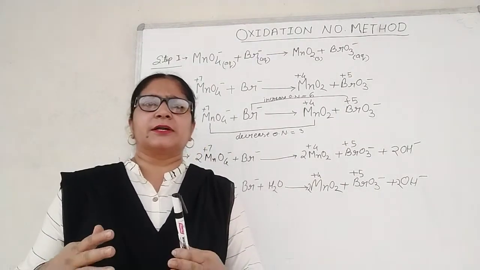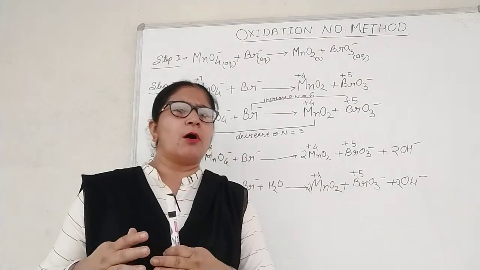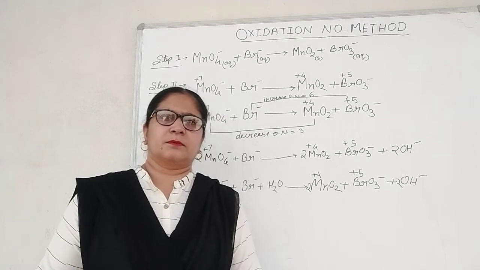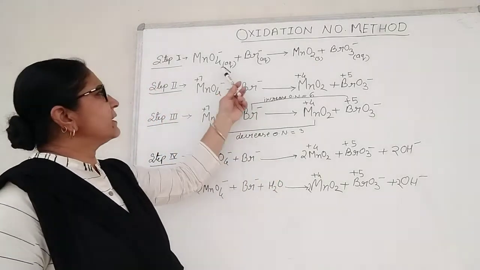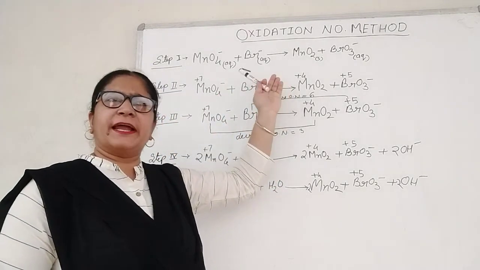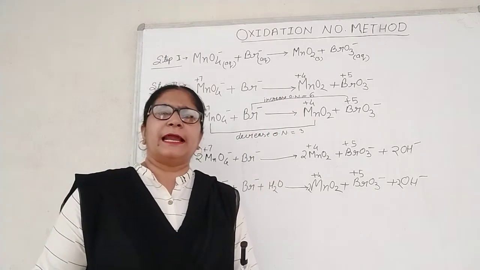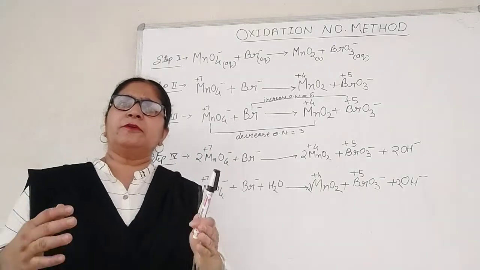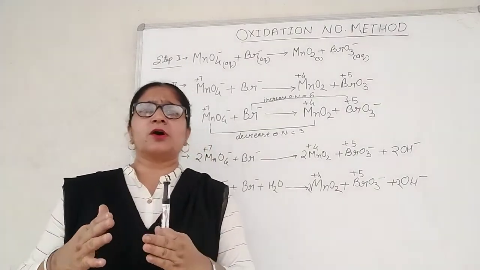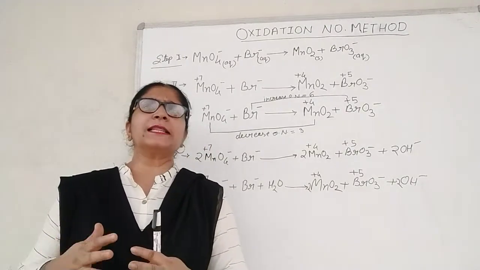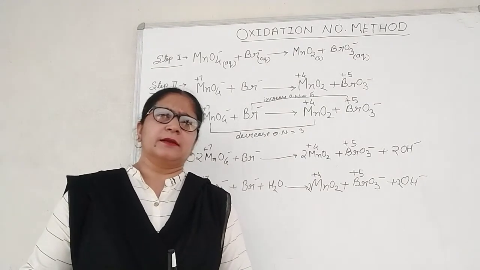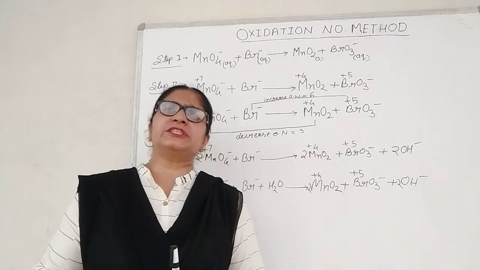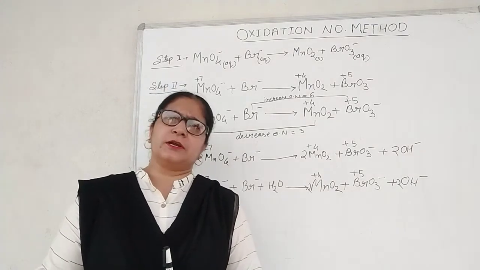In the first step, we write down the correct formula of all the reactants and products in the reaction. That is the correct formula of the reaction. Now let's see the second step. The second step involves assigning the oxidation number to all the elements in the reaction and also identifying the atoms which undergo change in the oxidation number.